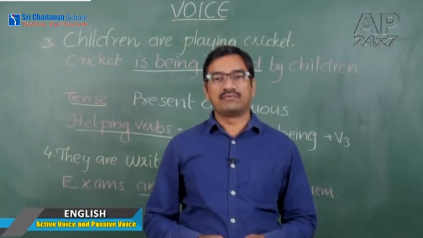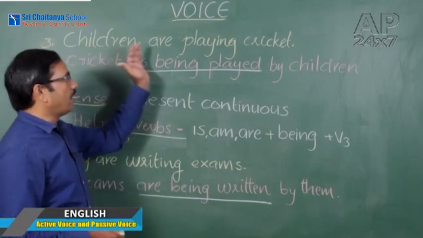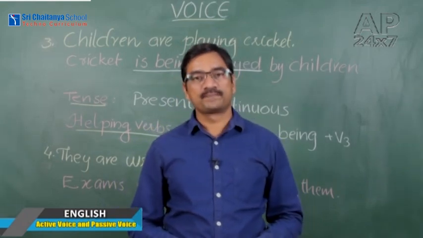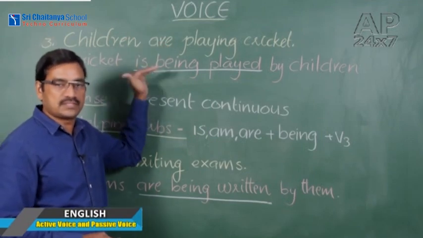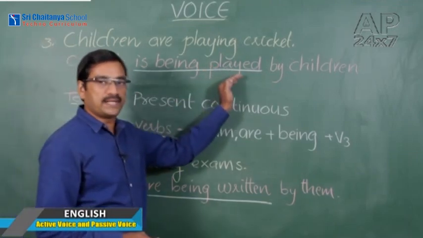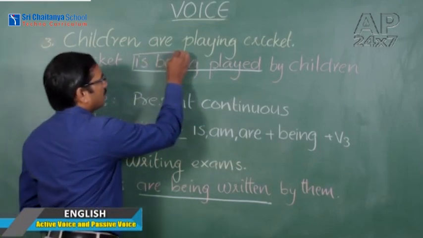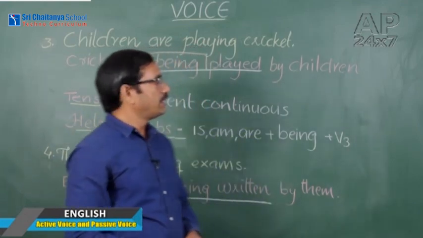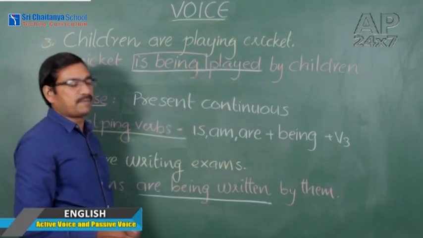We have another example now in another tense form, that is present continuous form. Children are playing cricket. Are playing, that is the present continuous form. Children are playing cricket. How do we change the present continuous form into present continuous passive voice? Cricket is being played by children. Here we can notice we have introduced two new helping verb forms, be forms: is, being. So this is what we have to notice when we change continuous tense active into passive.